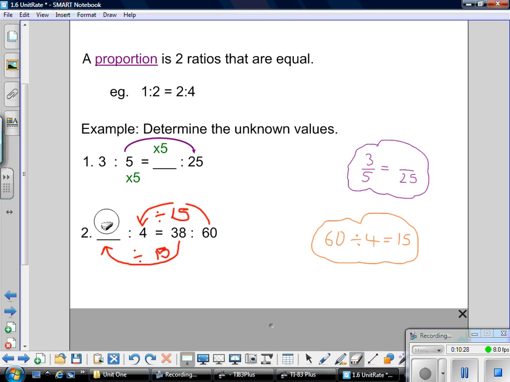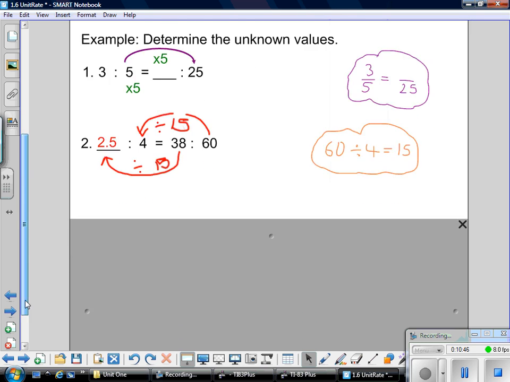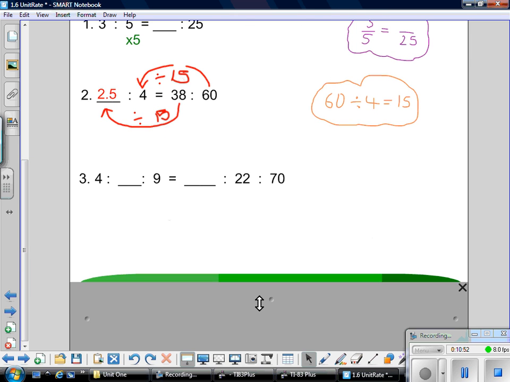And let's take a look. What do we get for an answer? Well, we magically get 2.5. And just to be sure that that was done correctly, let's check with our calculator. 38 divided by 15 equals 2.533333. So 2.5.